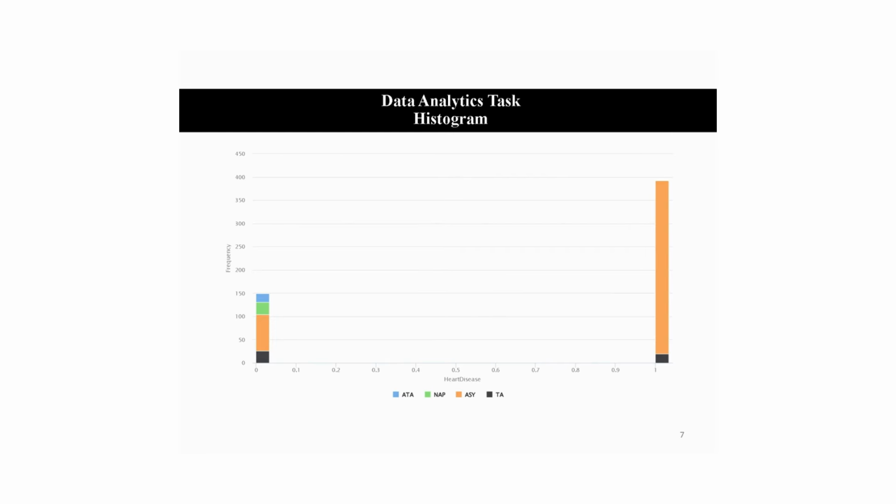This histogram plot shows which type of chest pain is common in deceased people. From this plot, we see that ASY and TA are the most frequent types of chest pain in deceased people.